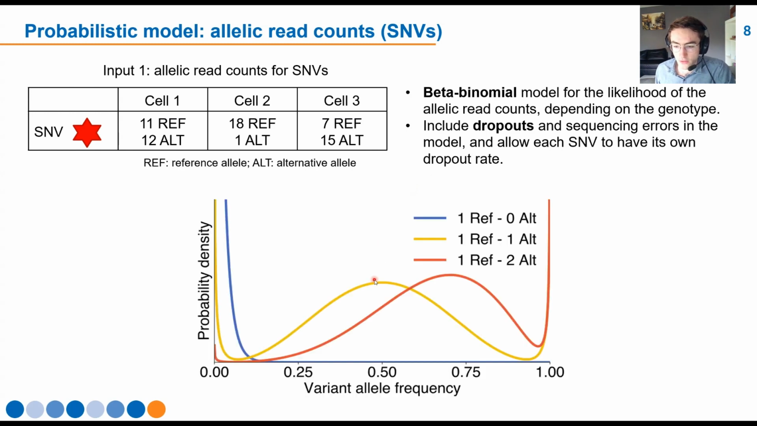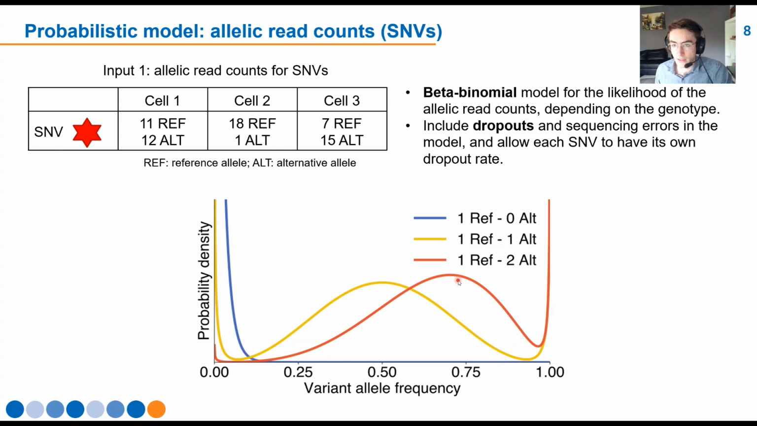Here is how this probability distribution looks like for several possible genotypes. In blue, if the cell does not have the mutation, we would expect the variant allele frequency to be close to 0. In yellow, if we have one copy of each allele, we would expect to find variant allele frequency close to 50%, but because of dropouts, we can have variant allele frequencies of close to 0 or to 1. And if we have a copy number gain, we can have an imbalanced variant allele frequency close to 2/3.